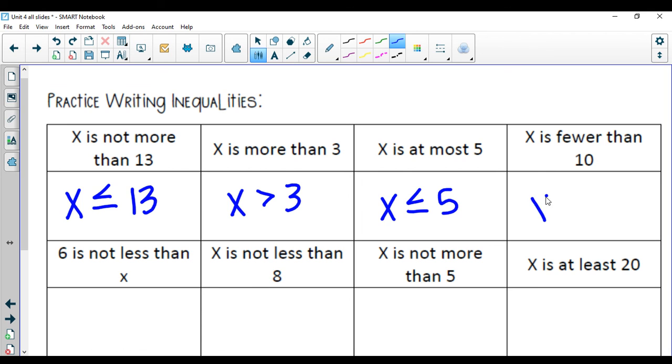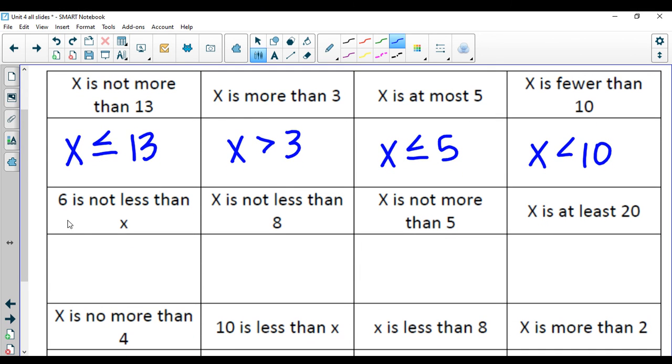X is fewer than 10. So X is less than 10. 6 is not less than X. So we'd say 6 is greater than or equal to X. But if you remember, we want to make sure that we write this with the X first. So it's pointing to the X and opening to the 6. So we want to rewrite this one.